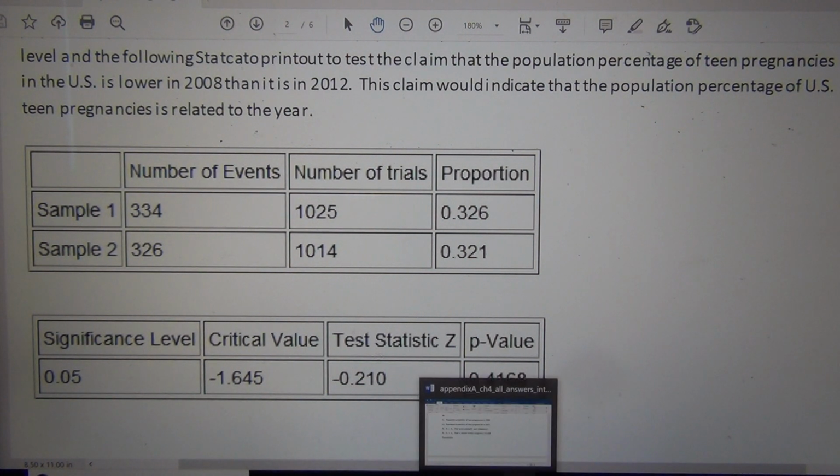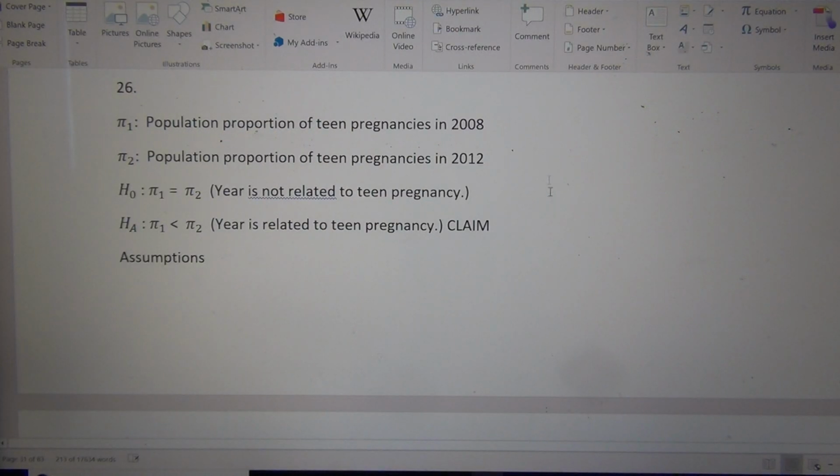All right, so if we look at this problem, pi 1 was 2008 and pi 2 is 2012. Again, the claim was that pi 1 is less than pi 2. The percentage in 2008 is lower than 2012. The null is that they're equal. Now, equal actually indicates that it doesn't matter what year it is. The pregnancy rate's the same. So that would tell me the year is not related.